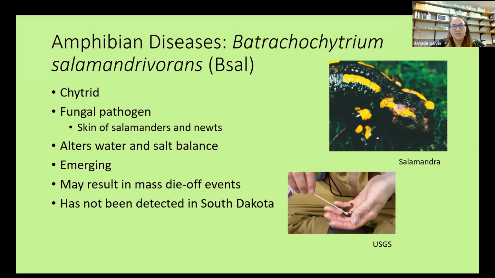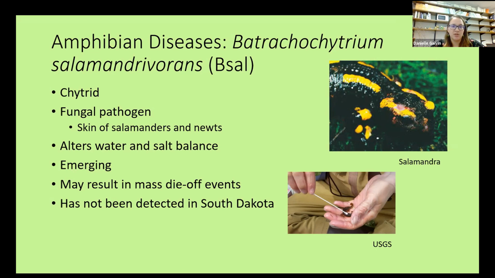The third and final disease which I will discuss today is Batrachochytrium salamandrivorans, or Bsal, another type of chytrid. This is also a fungal pathogen which tends to infect the skin of salamanders and newts. It behaves in a similar way as BD and will alter the water and salt balance within an individual, eventually leading to heart failure. Bsal is classified as an emerging disease. It was first discovered and characterized in 2013 in Europe.